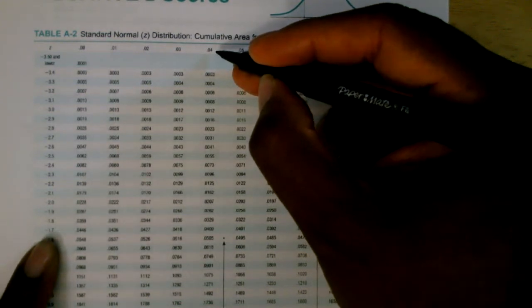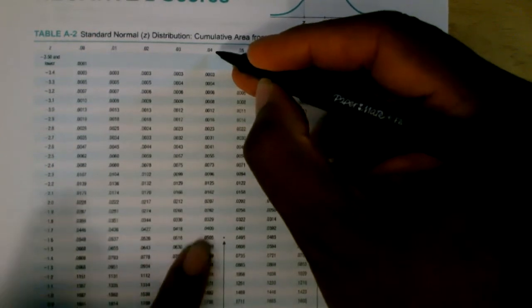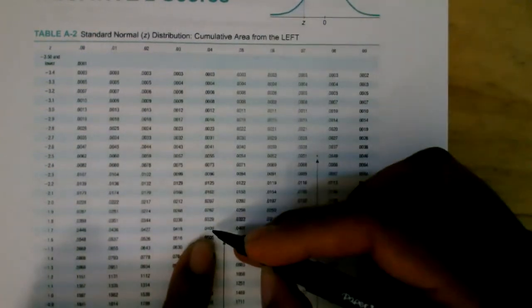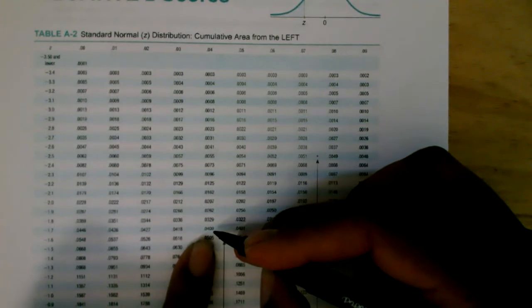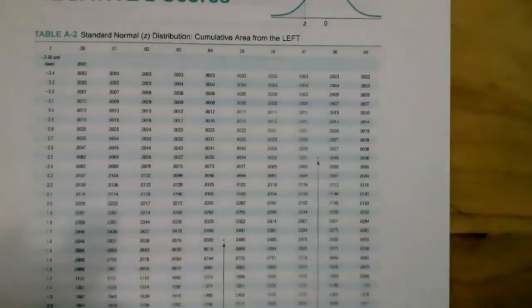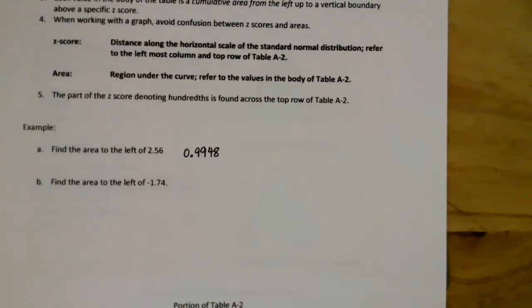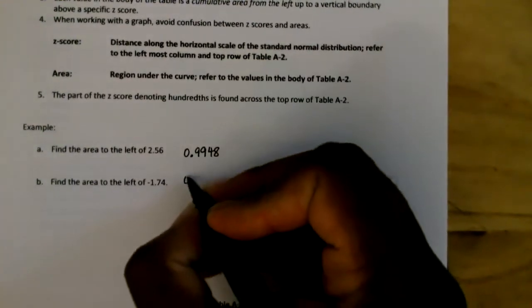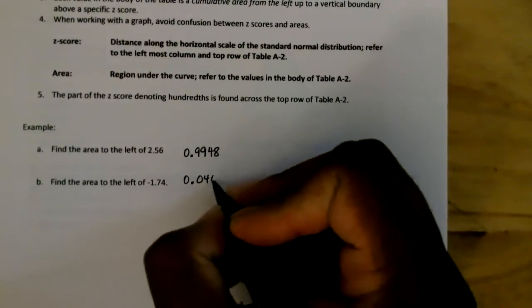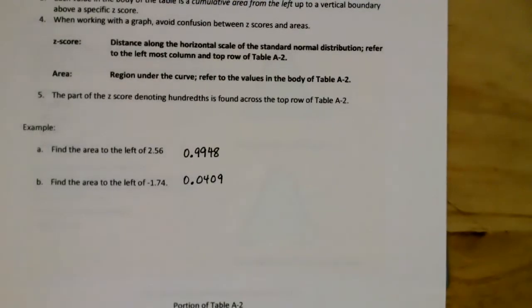Okay. Now I'm going to read across and down. That decimal value for negative 1.74 would be 0.0409. That represents the area to the left of negative 1.74.